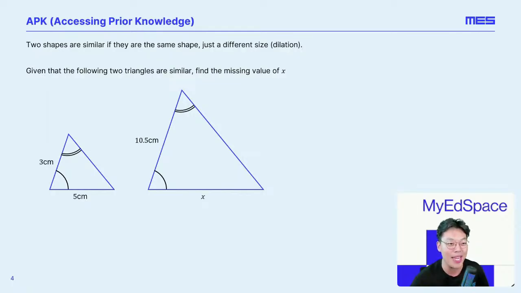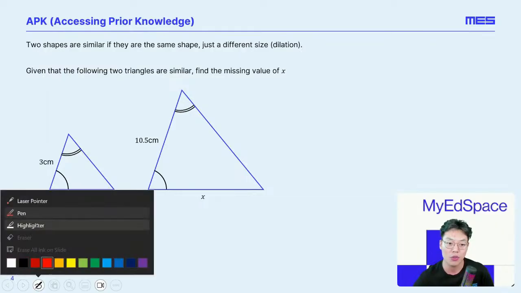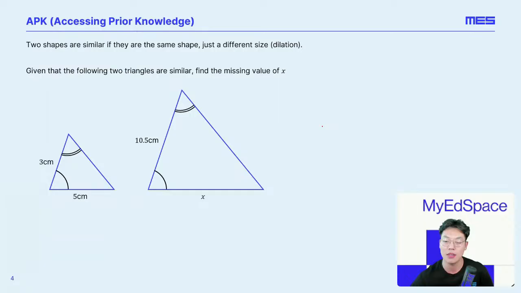On YouTube, I see a couple answers. We know that 3 centimeters and 10.5 centimeters are proportional. So we can say 3, oops, let me go to pen. And then let's choose red. We can go 3 is proportional to 10.5 as 5 is proportional to x.